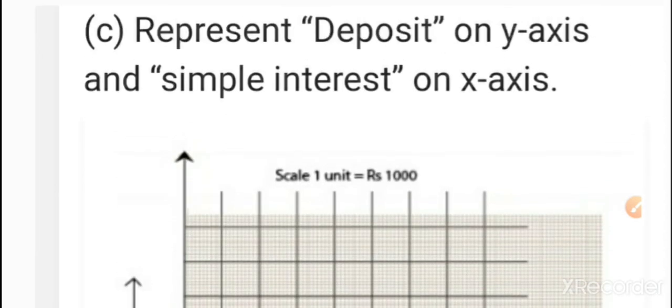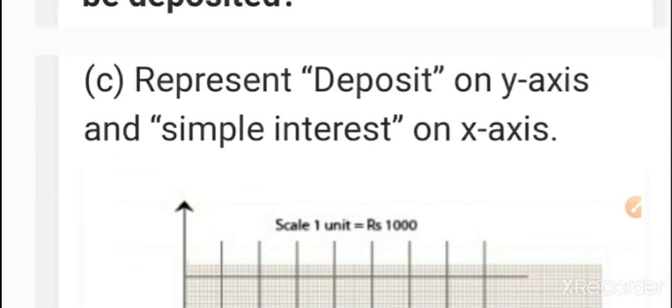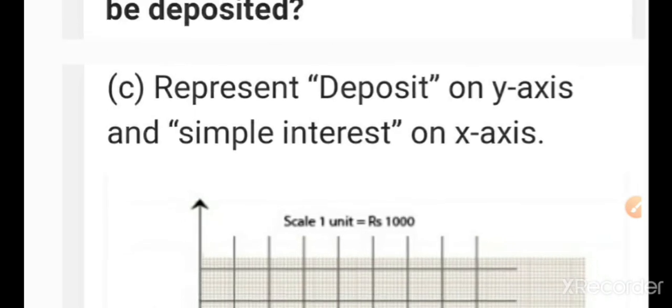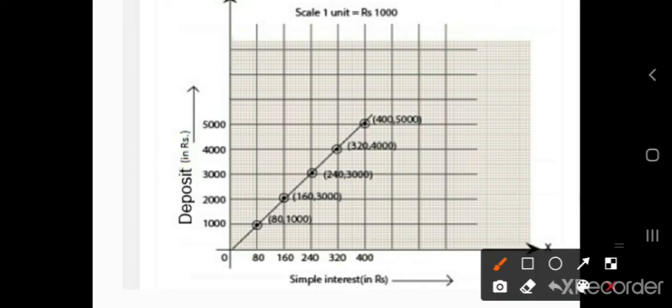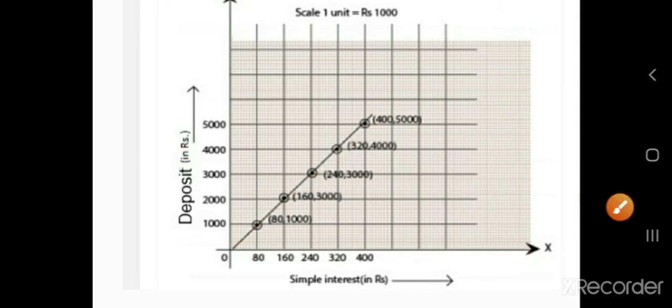Let us see the graph. Here we represent the deposit on the y-axis and simple interest on the x-axis. Does the line pass through the origin? That is the question. Yes, it is passing through the origin. Now let us see the next question.